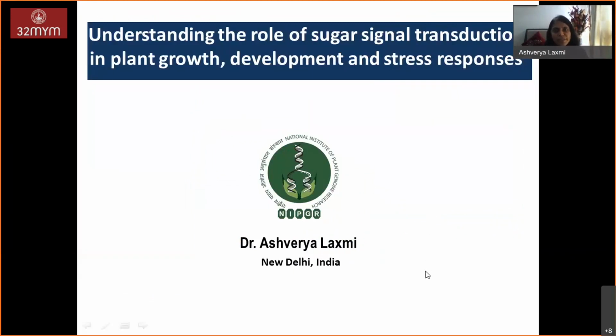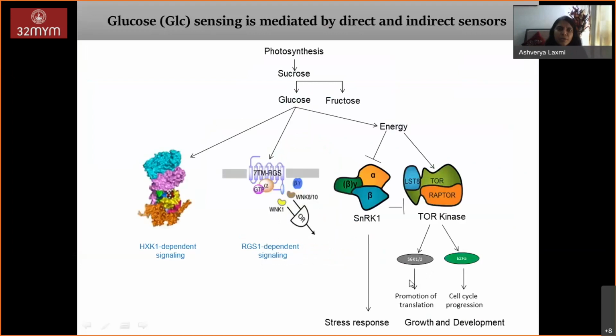And what I've been doing there is to understand the role of sugar signal transduction in plant growth, development, and stress responses. So basically, sugars in plants are produced via photosynthesis. And sucrose is the first product of photosynthesis. Once produced, sucrose is converted to glucose and fructose with the help of an enzyme, invertase.